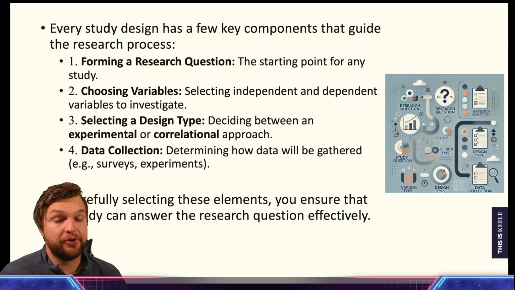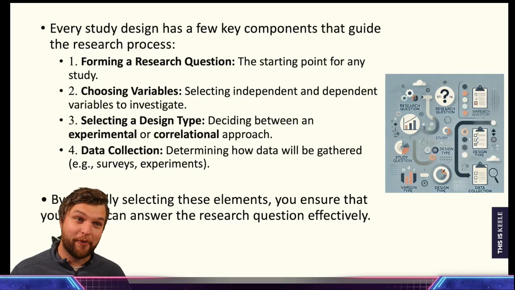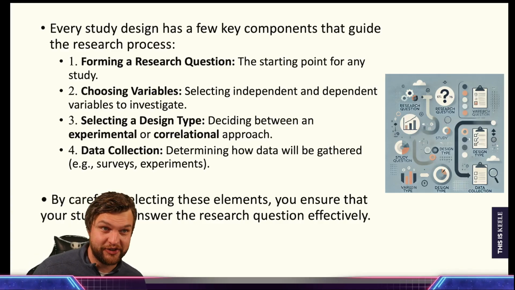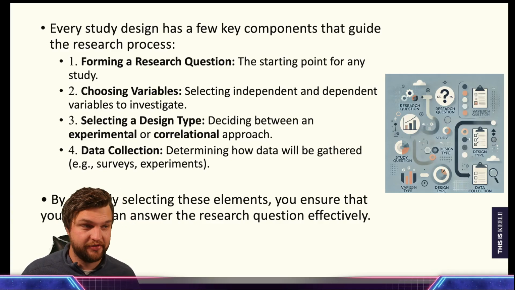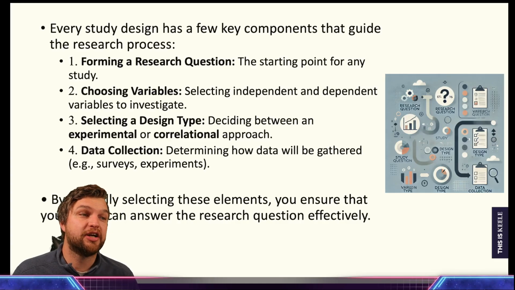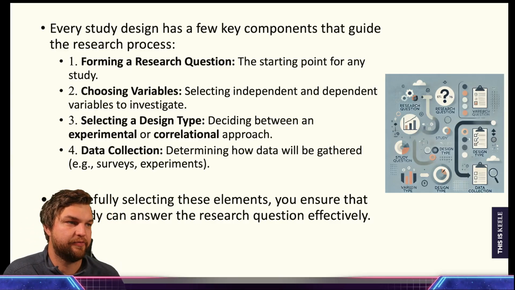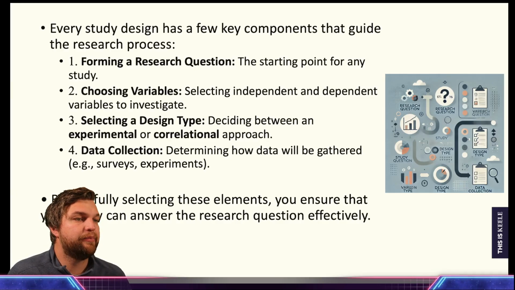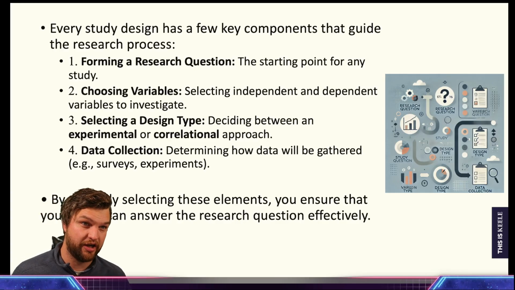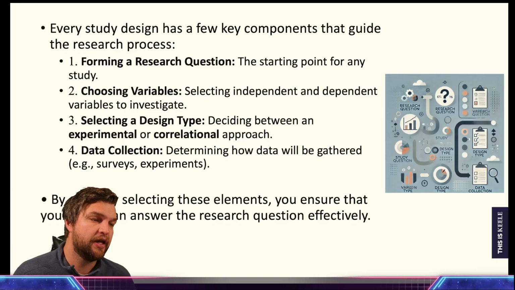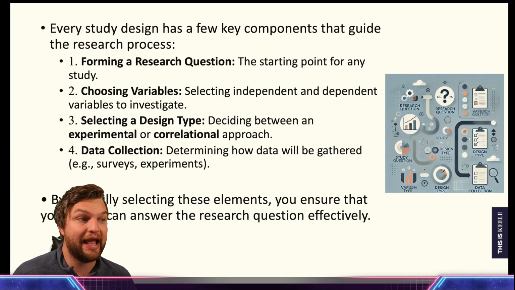Every study design has a few key components that guide the research process. First of all, this is what we're doing in the first few weeks: we're forming a research question, the starting point for any study. Then we'll move on to choosing variables, selecting independent and dependent variables to investigate. So variables are phenomena of interest. Then selecting the design type, so deciding between an experimental or correlational approach, so looking for differences versus looking for relationships between variables. And data collection itself, so determining how the data will be gathered.